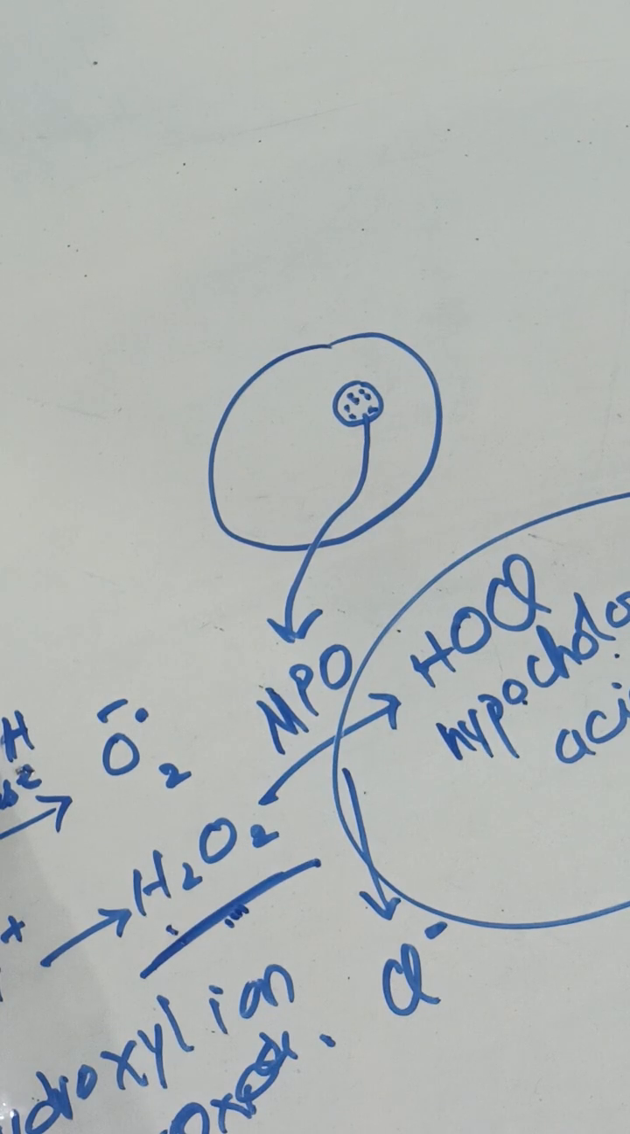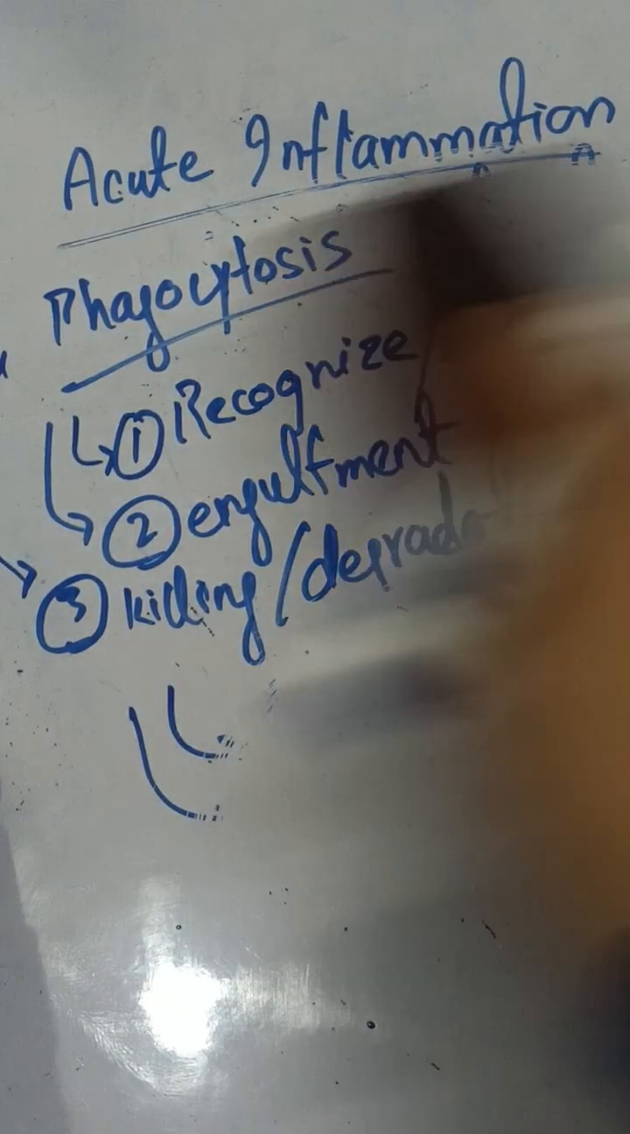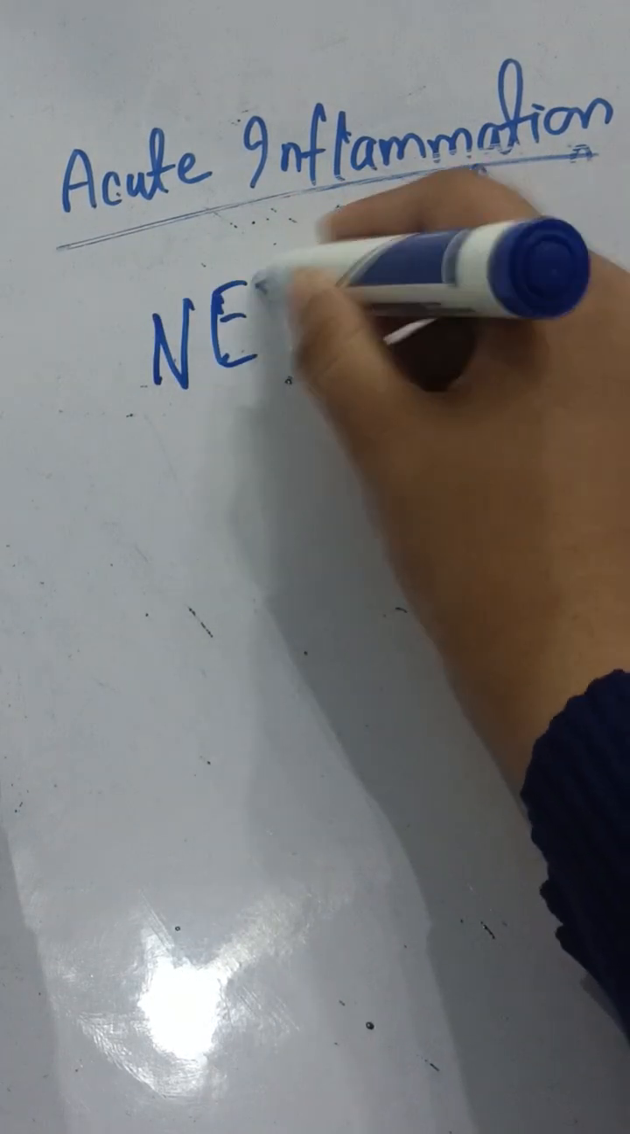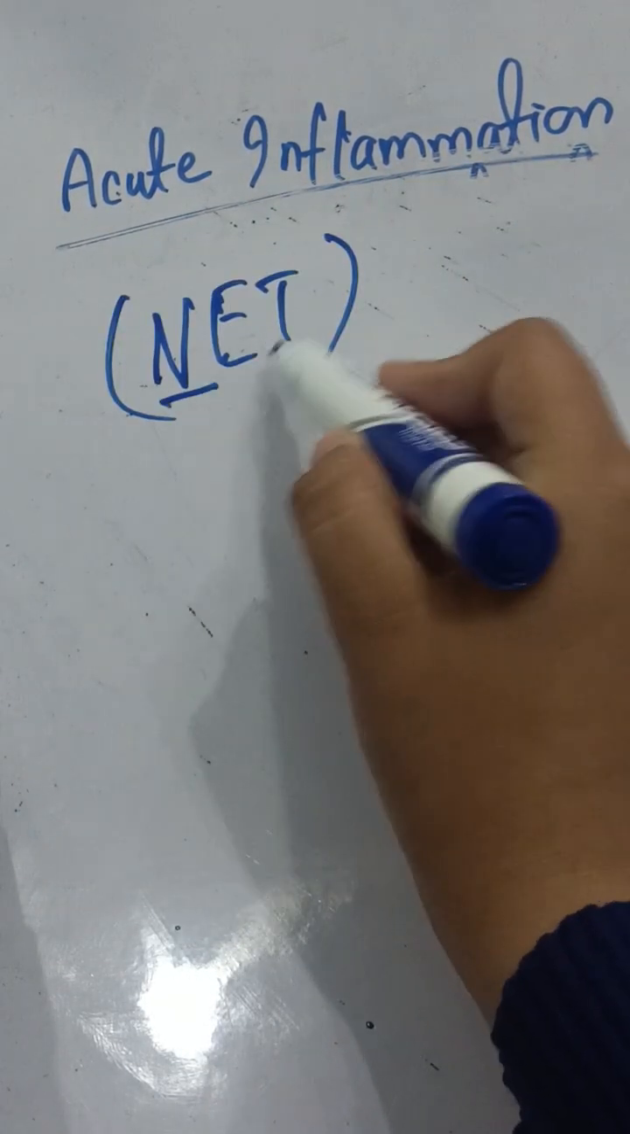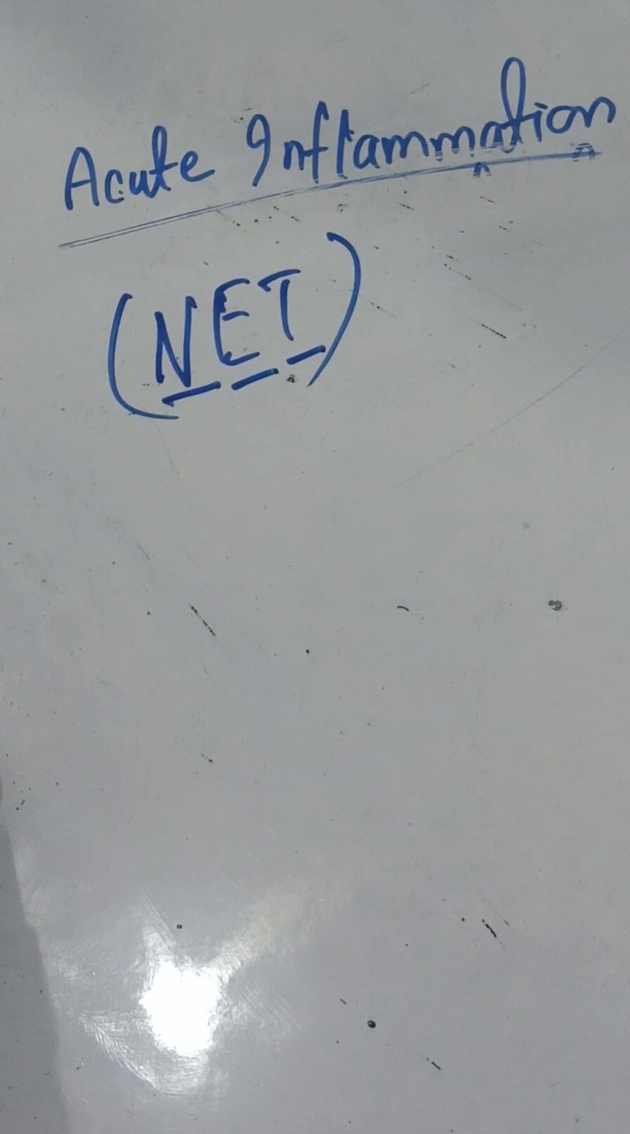Do you know that neutrophils form NETs, which are neutrophil extracellular traps? That is very important from the viva point of view. A lot of examiners can ask questions about NETs. And do you know what a NET is? NET is neutrophil extracellular traps. Actually, your neutrophil makes a network to trap all kinds of pathogens.